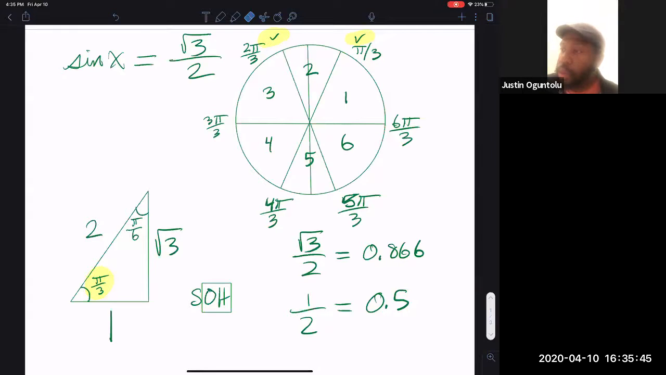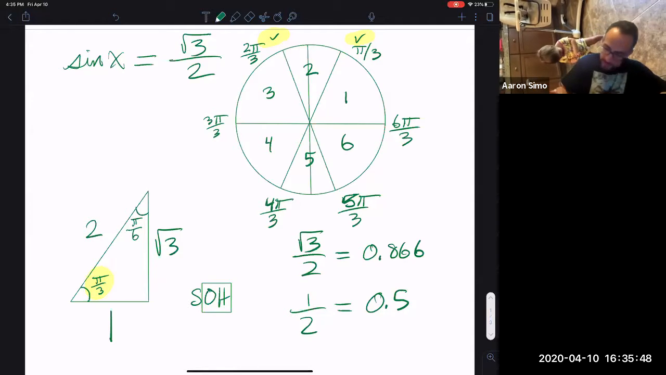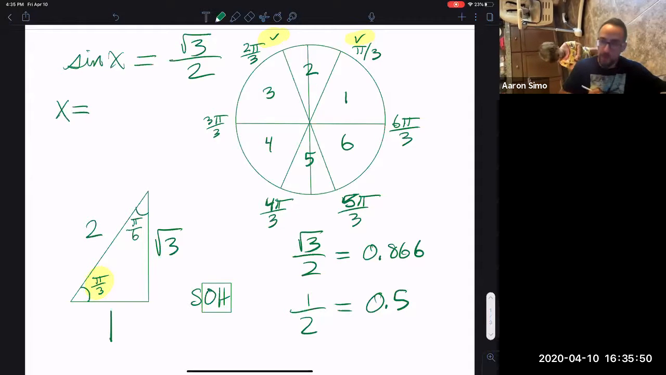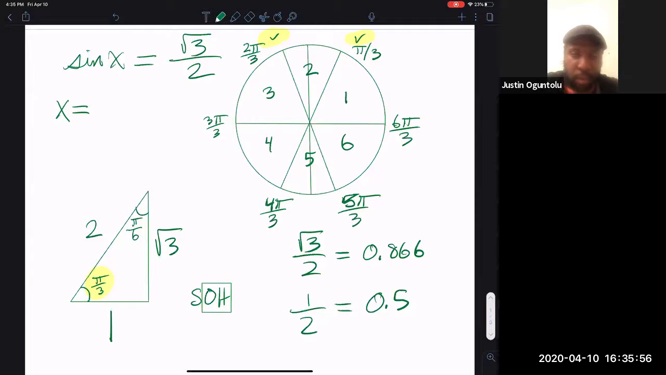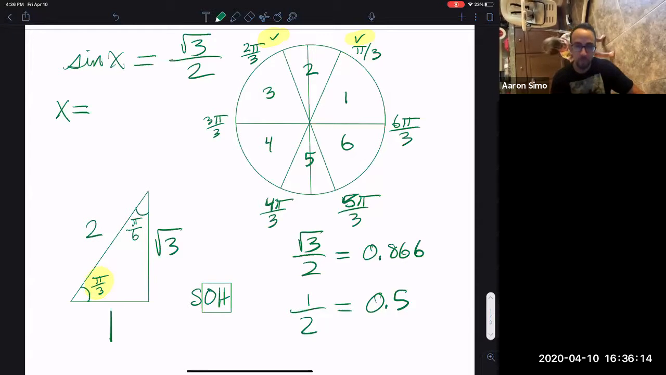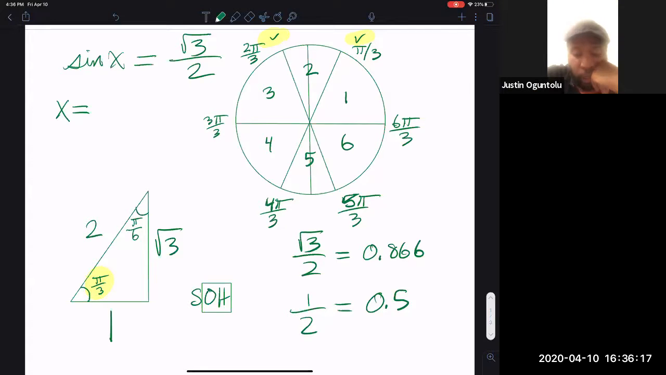So finally, the answer, x equals what? So you got root 3 over 2. Sine x equals root 3 over 2. Sokatoa. Sine equals opposite over hypotenuse.